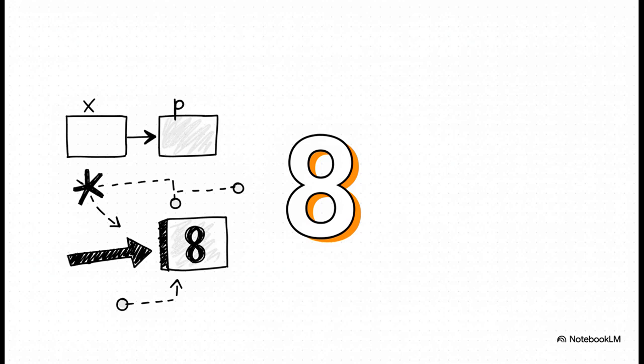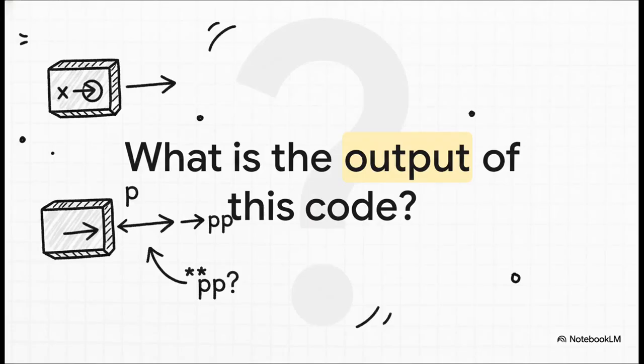When we said star p equals 8, we told the computer, go to the address that p is holding, which we know is x's address, and change whatever's in that mailbox to the number 8. We literally changed x without ever calling it by name. Okay, this one looks a little scary, I know, but the logic is exactly the same. You just follow the trail of addresses.